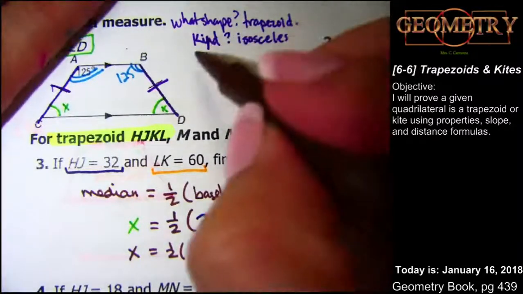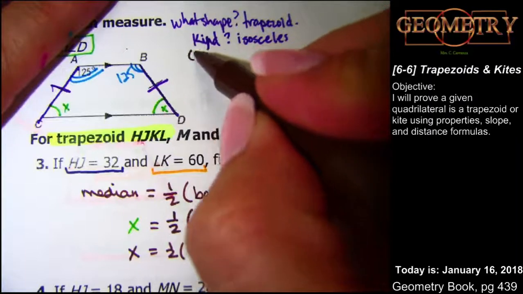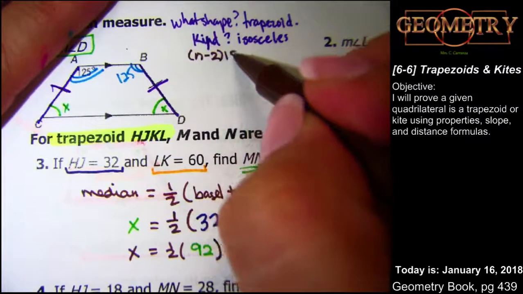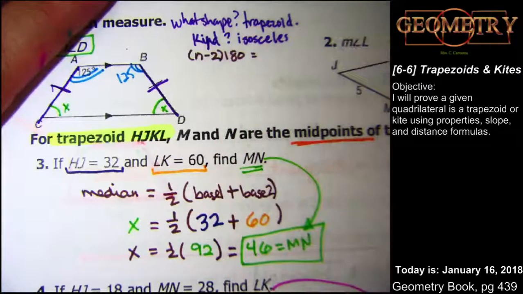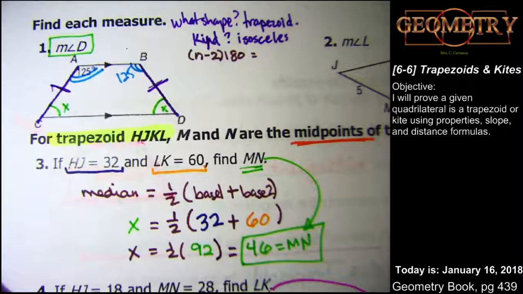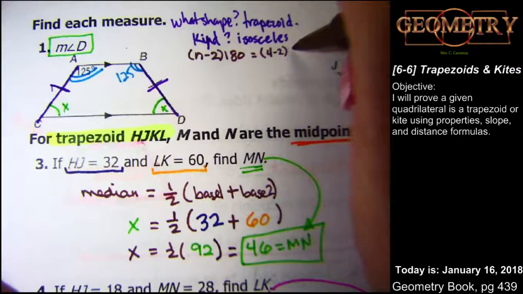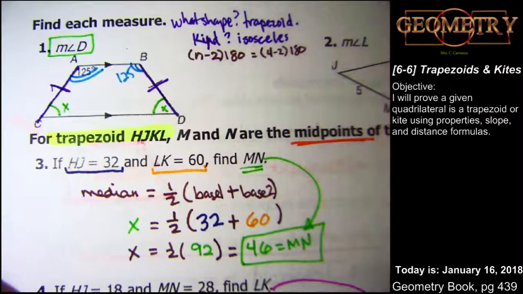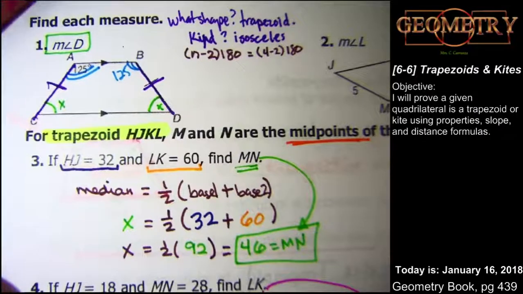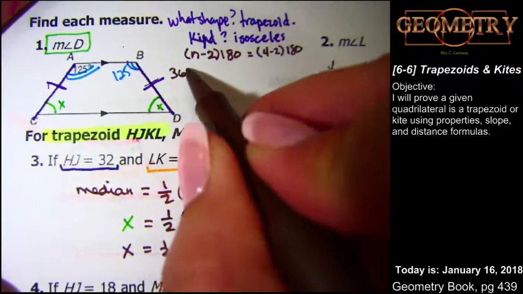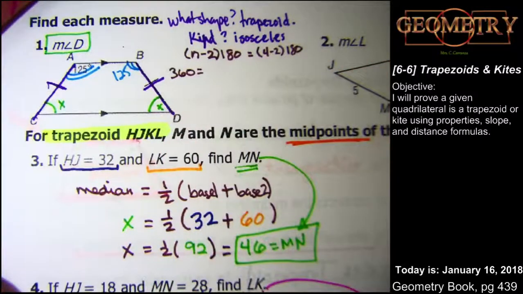And in order to find that interior angle sum, we do indeed use that n minus 2 times 180 formula that was being talked about earlier. Remember that the value of n is the number of sides in our figure, and the number of sides in this figure is 4. And so I have 4 minus 2, which is 2. 2 times 180 is? 360. And so my interior angle sum for this quadrilateral is 360.